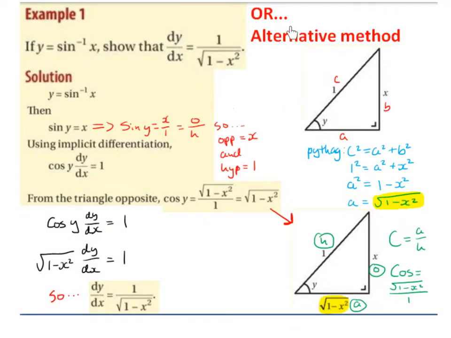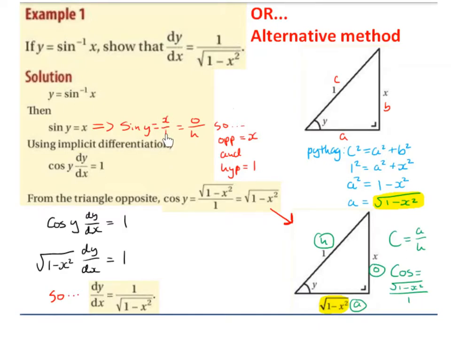So here we have an alternative method. So y is equal to the inverse function of sine of x. Then sine y is equal to x, so we know this already, so we're just rewriting. These two equations are equal, we're just rewriting them. So sine y is equal to x, so therefore it's equal to x over 1.